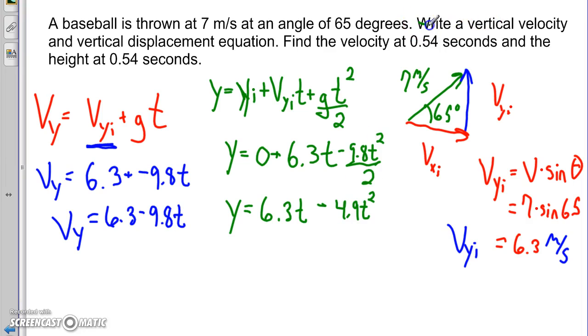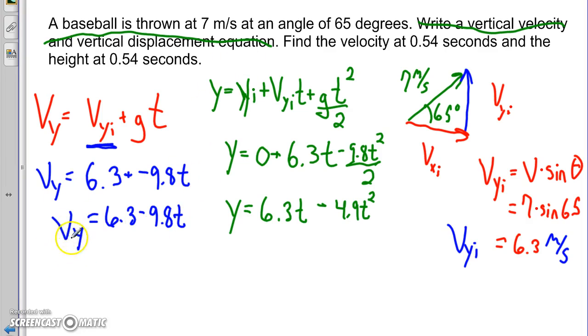So I've done the first part, which is actually the hard part, by the way. The second part is super easy. So the next part, find the velocity at 0.54 seconds and the height at 0.54 seconds. Well, these are functions. They're equations that tell us the velocity or the height. So all I've got to do is plug in 0.54 for t, and I'll get my answer.